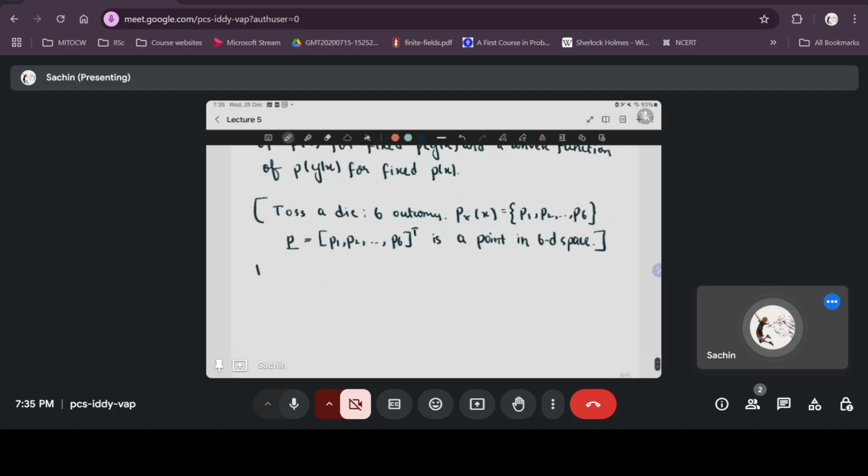For the proof, see Thomas and Cover textbook.